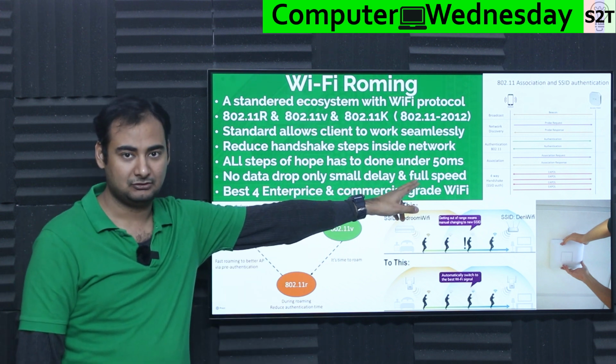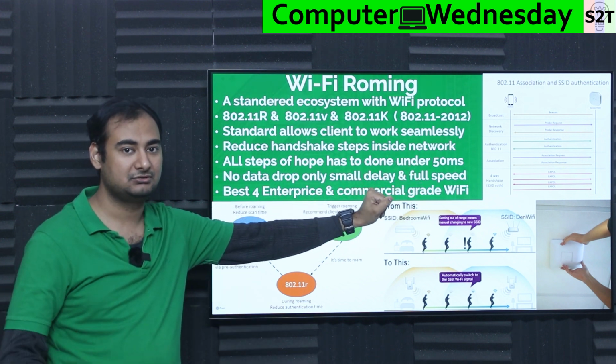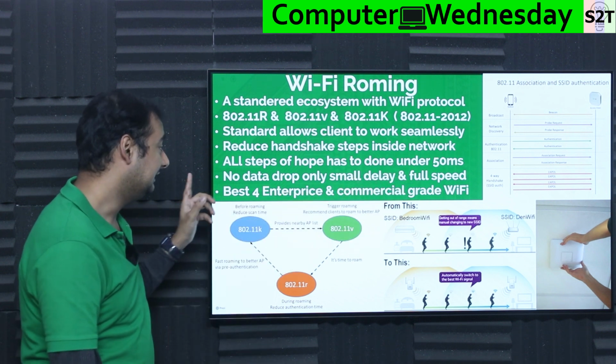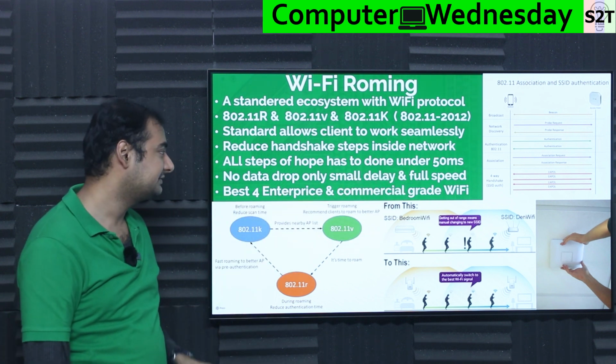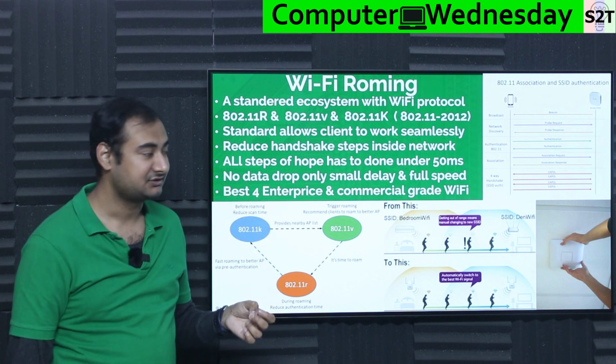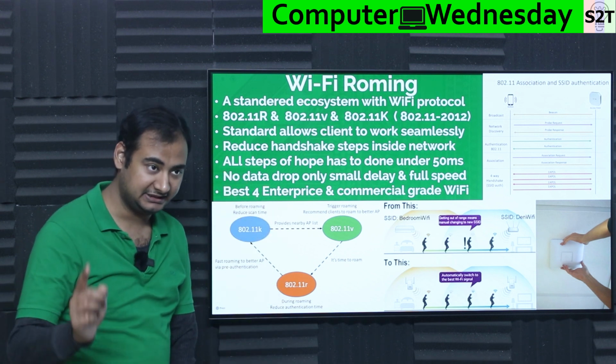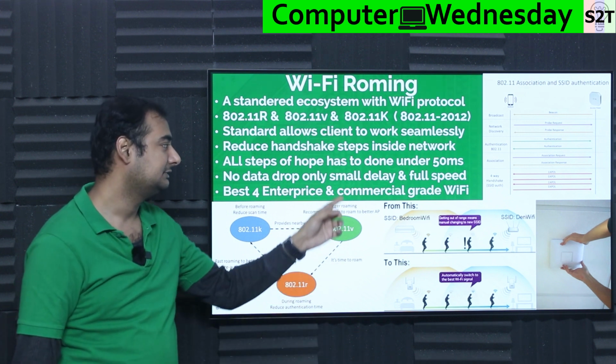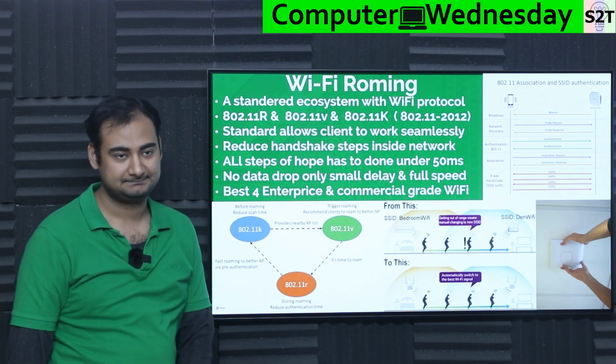So that's the worst case scenario. The handshake from A to B must be done inside 50 milliseconds, with no data drop. You cannot drop data packets, and only a small delay can happen. Again, not to the user. Delay as in the electronic handshake will take some delay, so that delay should be very small, inside that 50 milliseconds, and at full speed.